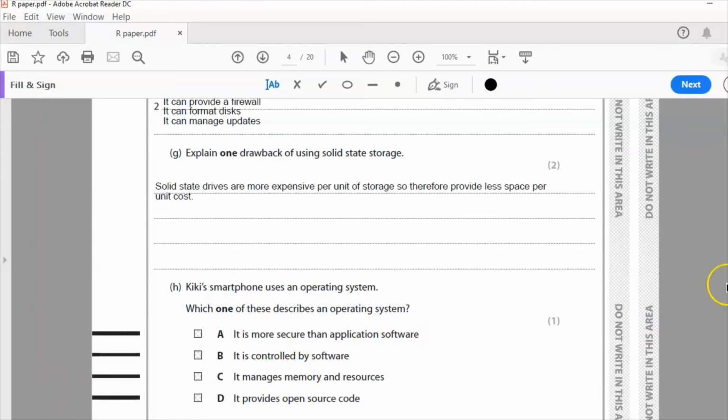Now this one I've written quite a lot, and there's more than 2 marks worth there, but basically solid state storage are more expensive per unit of storage. That would be 2 marks. So you get 1 mark for solid state storage are more expensive. That would be 1 mark per unit of storage, 2 marks. So therefore provide less space per unit cost. Less space, 1 mark per unit cost, 2 marks there. So there's enough there for two possible answers.